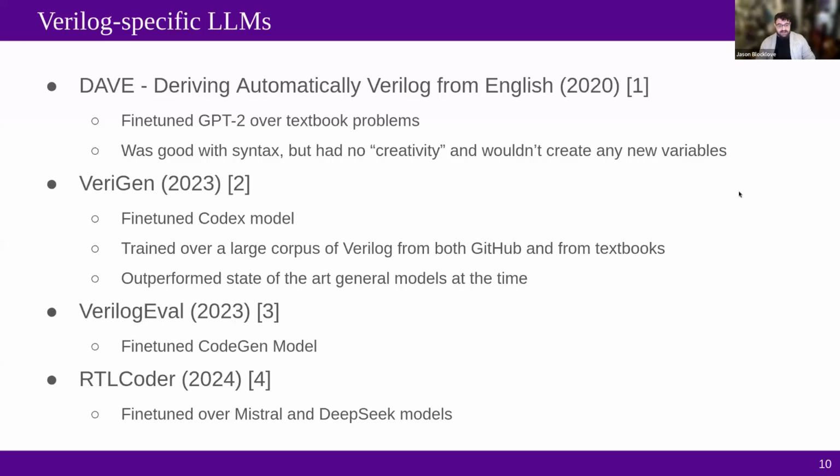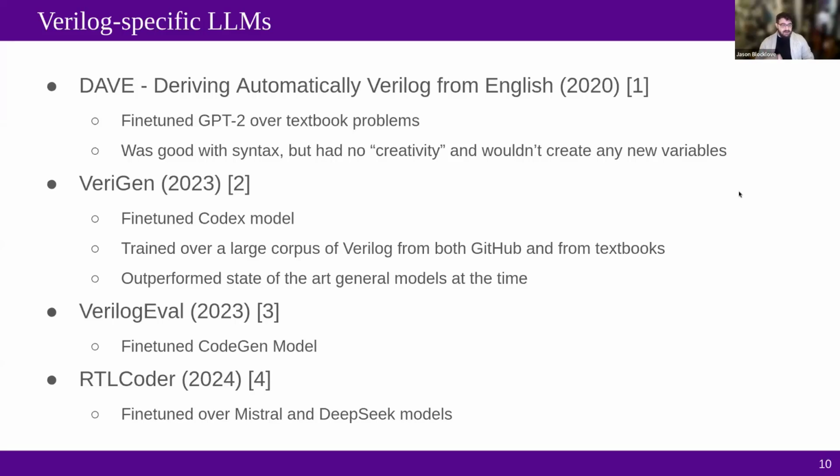However, it was severely limited by the amount of training data they had and the size and functionality of GPT-2 at the time. They found it was really good at maintaining correct Verilog syntax, but any question that involved any sort of quote unquote creativity, where new variable names would have to be made or complex processes would have to be made, they found it failed pretty readily across the board with anything more complex than the most basic type of questions you would ask a freshman digital logic student.